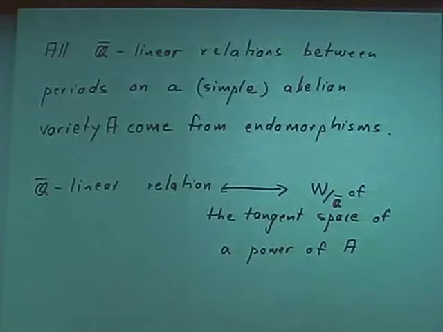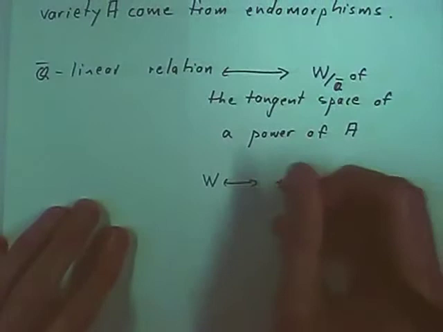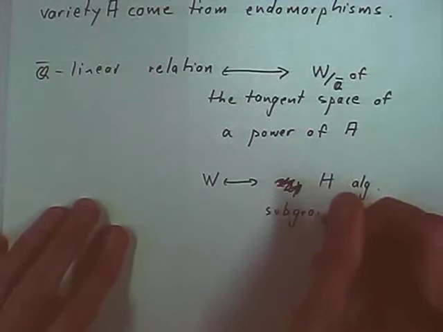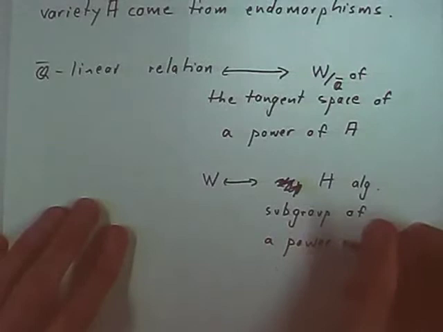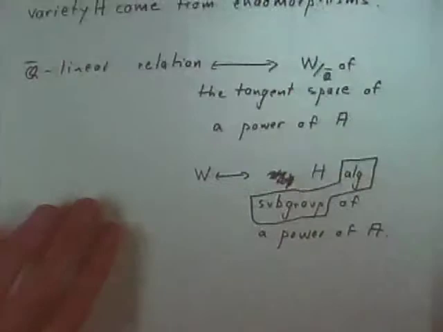So the theorem of Wüstholz is going to tell you that W, by the exponential map, is corresponding to an algebraic subgroup of a power of A. And once again, once you have an algebraic subgroup of a power of A, its defining equations in the tangent space are going to have coefficients which are endomorphisms. Otherwise, it's not going to be an algebraic subgroup.